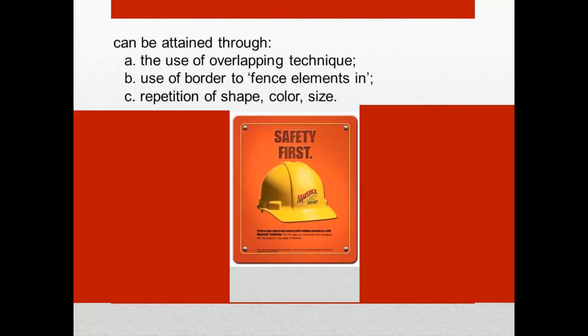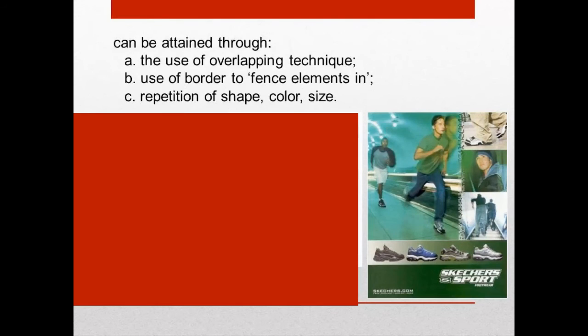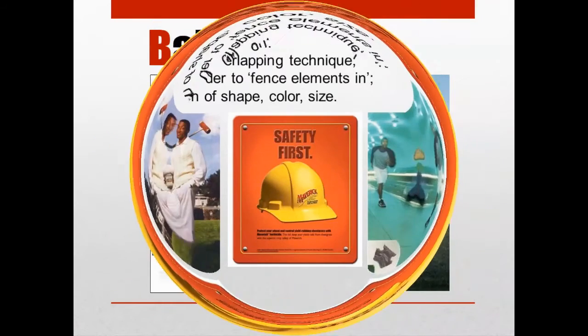Poster B, on the other hand, uses borders to fence in the elements. It gives us an idea that all the elements inside the border or frame are grouped together because they complement each other in delivering the message. Poster C displays unity using the repetition of color. It shows us that all the elements are grouped together because they have the same theme color.